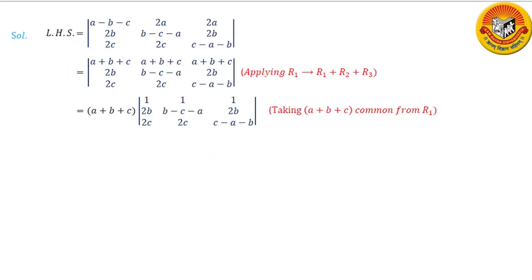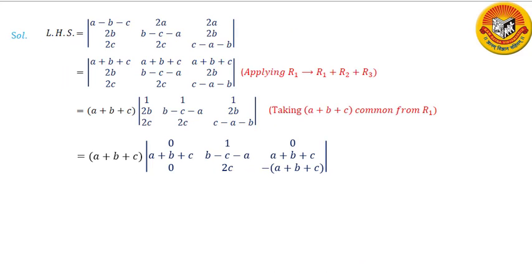Now in the second step, what we will do? On C1, see this is C1. If I subtract this C2 from C1, then again I will get a plus b plus c here, and I get 0 at the first position and 0 at this position. And when I subtract from C3 this C2 column, then on C3 I will get 1 minus 1 0, 2b minus b minus, if I subtract this, so here I will get a plus b plus c, and if I subtract from here, then I will get minus of a plus b plus c.